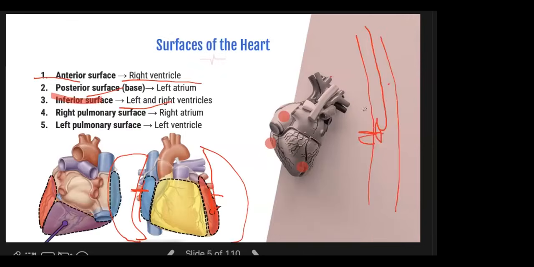So basically, the first structure you're going to see is going to be what? The posterior surface, which is going to be the left atrium. So whenever you look at the echocardiography from the esophagus, which is called the TEE, or a transesophageal echocardiogram, the first structure you see is the left atrium. And the furthest structure is going to be the right ventricle, which is the anterior surface. So it really helps you be oriented.